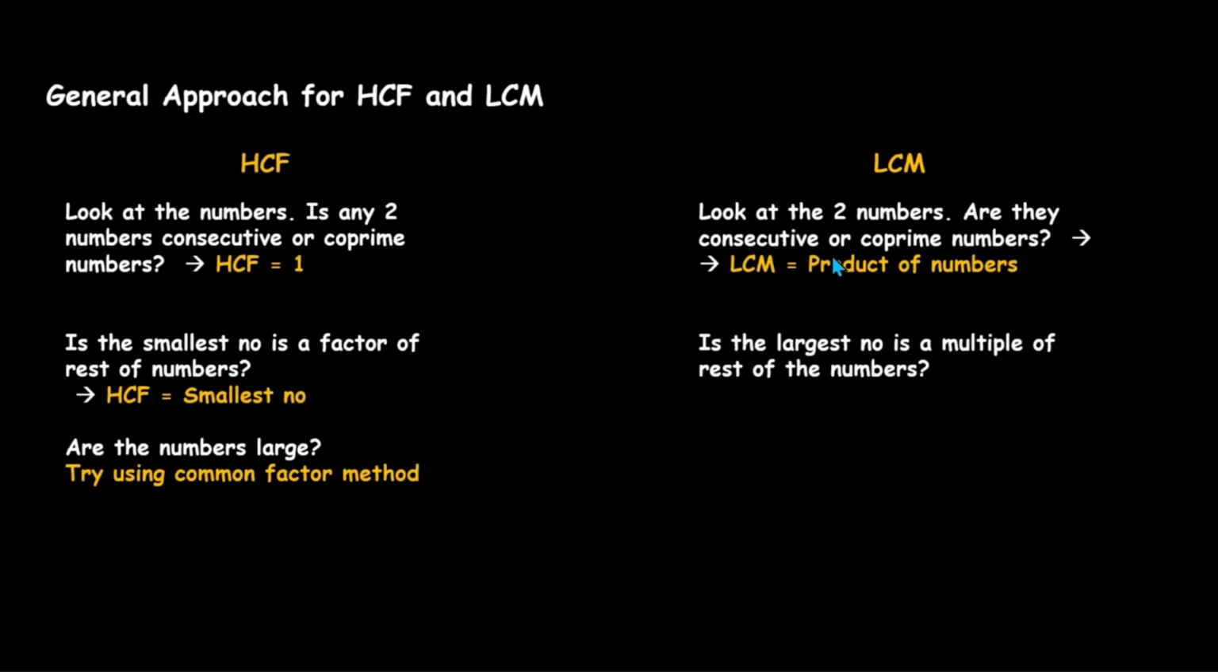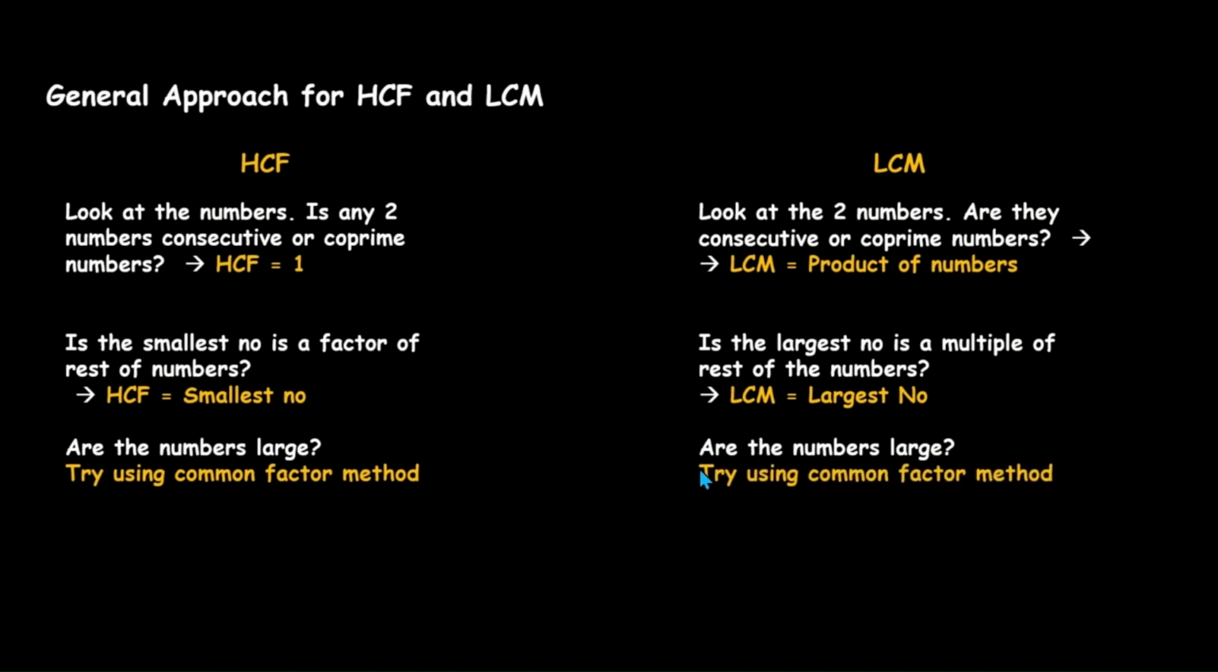If the numbers are not consecutive or co-prime, then take a look at the largest number. If it is a multiple of the rest of the numbers, then the LCM would be the largest number. And even if this is not the case, and if the numbers turn out to be very large, then try using the common factor method.